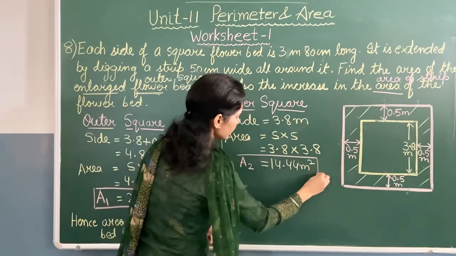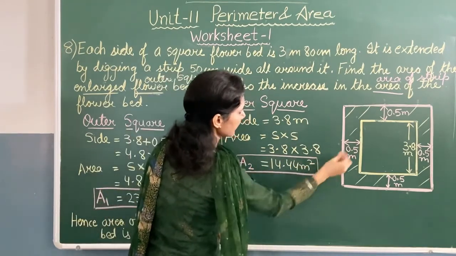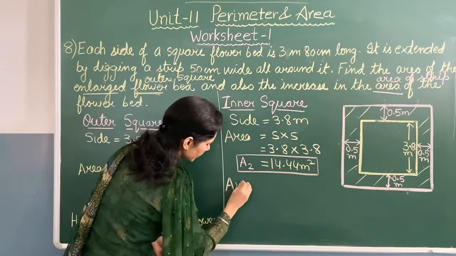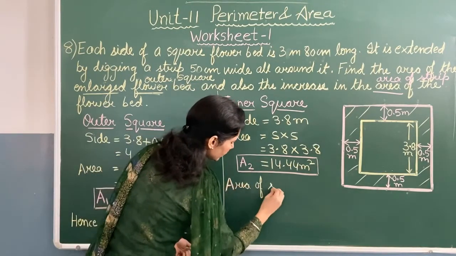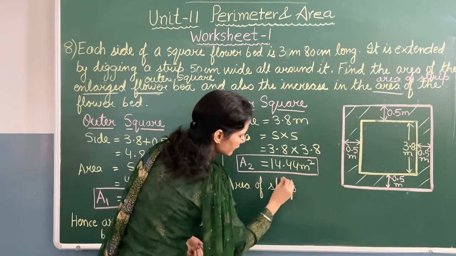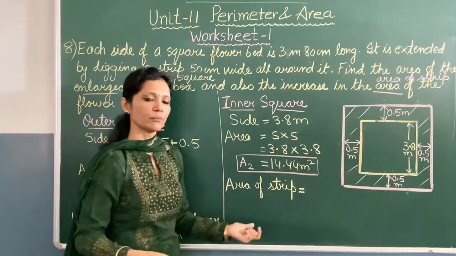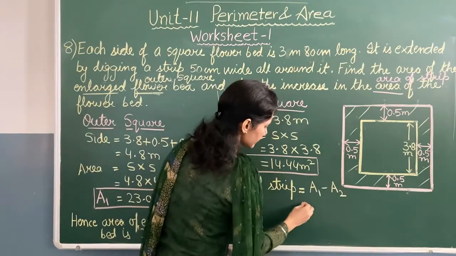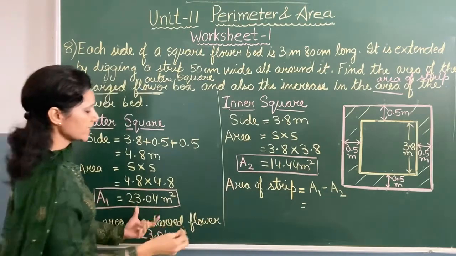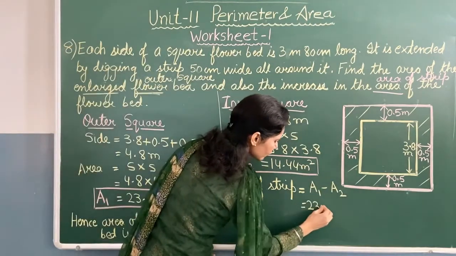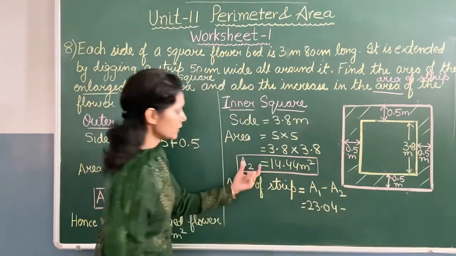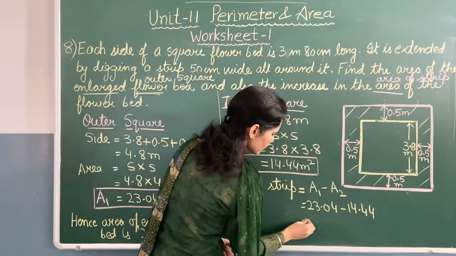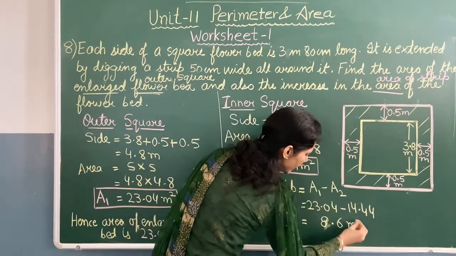Now we have to find the increase in the area, that is the area of the strip. So area of the strip is similar to finding the area of the path, and the formula is outer square minus inner square, that is A1 minus A3. What is A1? A1 is 23.04 minus what is A3? 14.44. So this comes out to be 8.6 square meters.